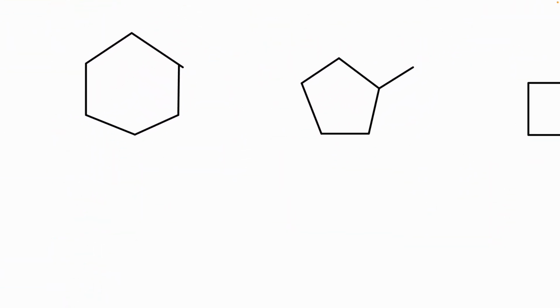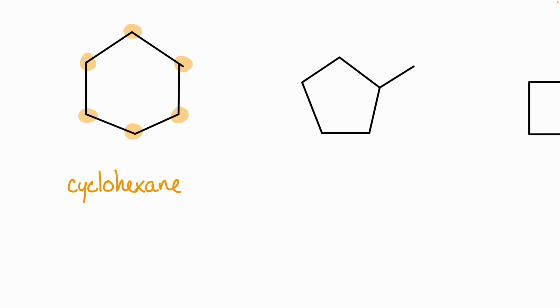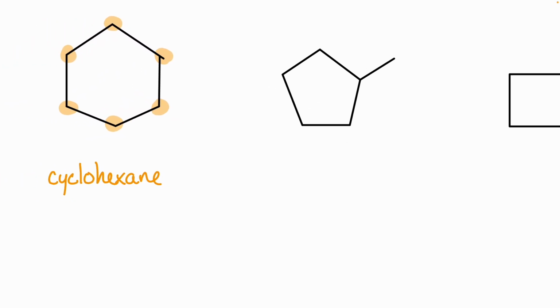All right, so in this case here, again, my parent chain is that ring. I've got these 6 carbons, so your hexagon here is cyclohexane. All right, in our next example, what's our parent chain? Cyclopentane. And this thing here is this 1 carbon alkyl group or a methyl group.